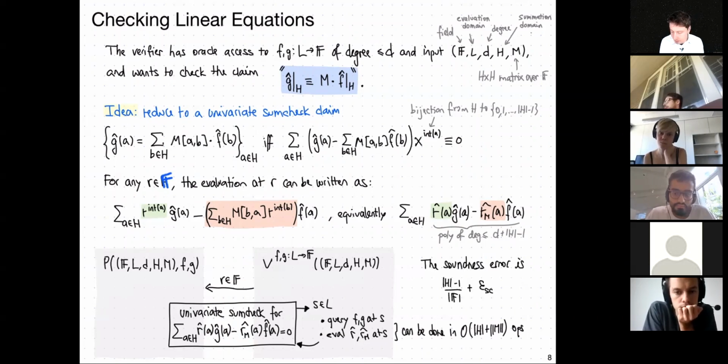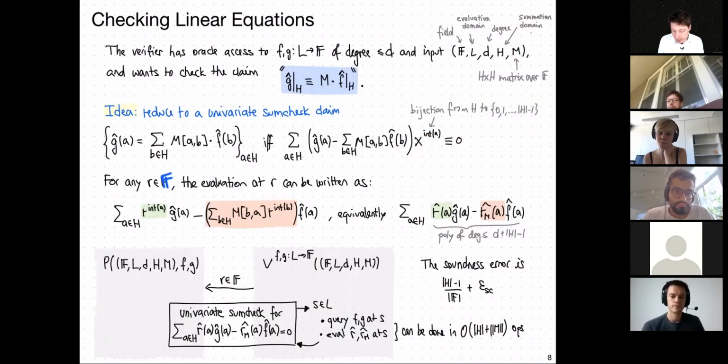And the soundness error is exactly the degree of this polynomial, because we're evaluating at a random point, and the degree is h minus 1 over F, right? Plus whatever is the error of the sum check protocol underneath, which we already argued in the previous slide, right?